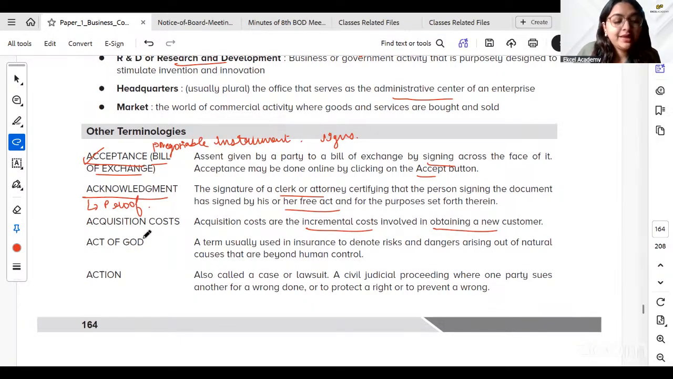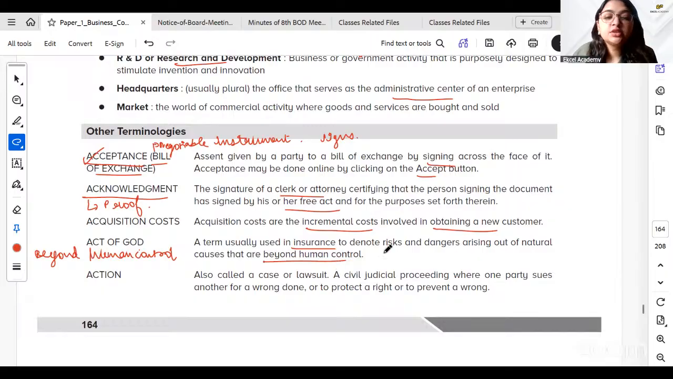Act of God. Okay, act of God is something that means beyond human control. So what is act of God? It is a term usually used in insurance to denote risks and dangers arising out of natural causes that are beyond human control. All right. So this is what could be your examples: your earthquakes or your floods. Why is it specifically used in insurance and why is it called act of God?